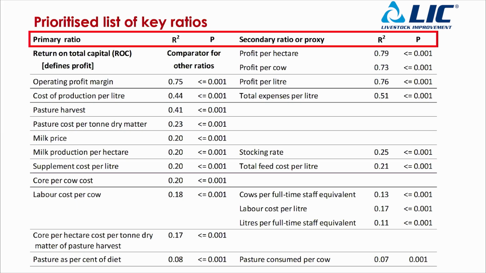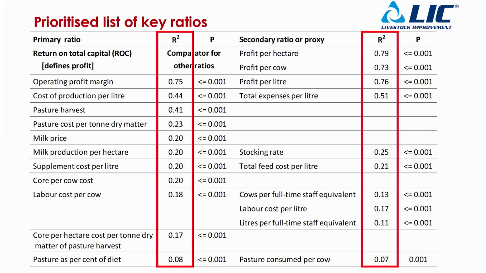The secondary or proxy ratios describe a similar aspect of the business to the ratios listed to their left. All these ratios can be used for comparative analysis between farms. There are other important ratios, such as return on equity or equity percentage, that are specific to the individual business and not included in this presentation.